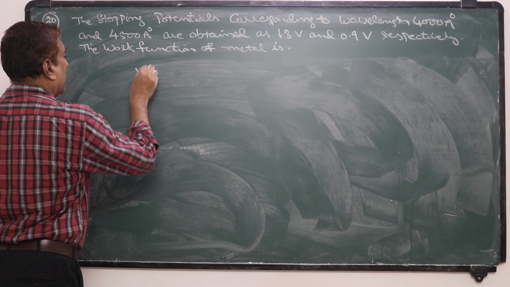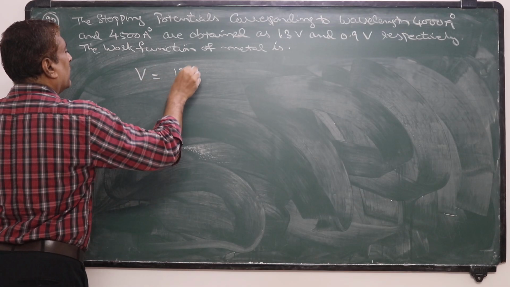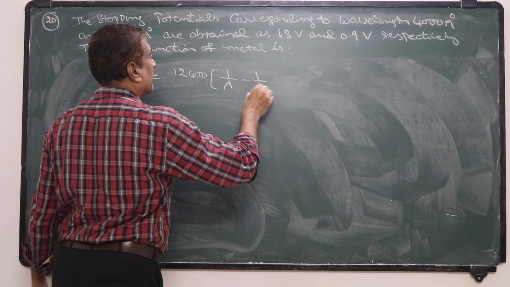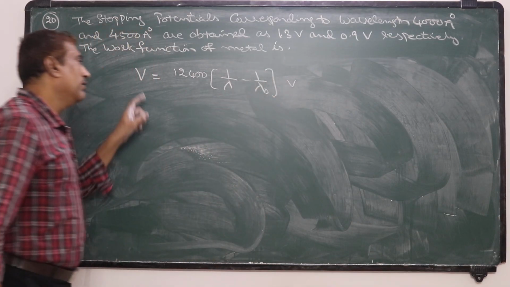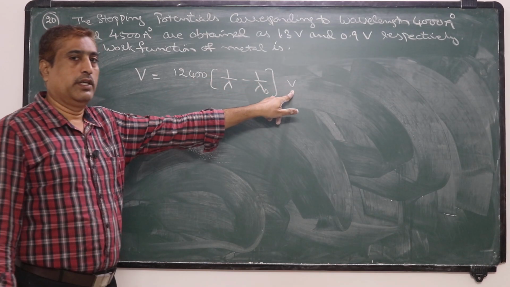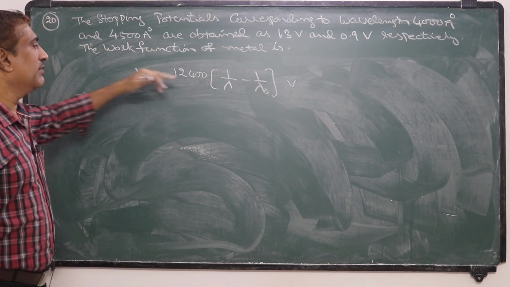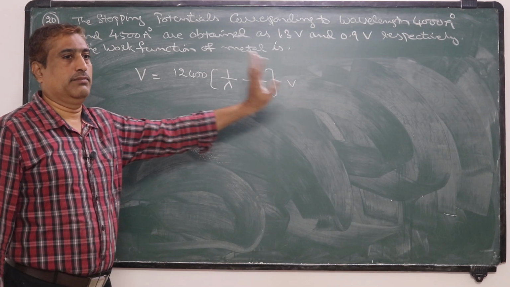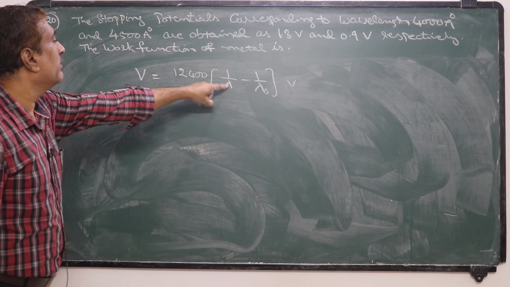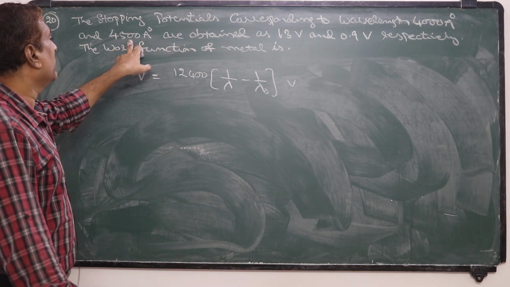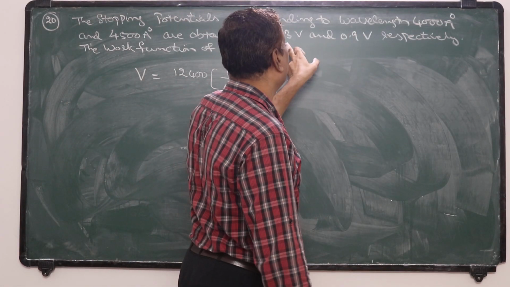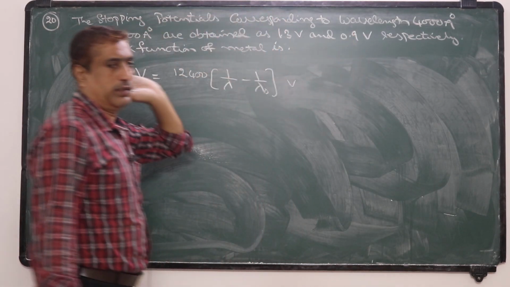The stopping potential is equal to 12400 into 1 by lambda minus 1 by lambda 0, in volt. If it is stopping potential, we can directly take it as volt. If it is energy, then we have to mention it as electron volt. Now this is the relation, but for two different wavelengths, 4000 and 4500 Armstrongs, the stopping potentials are 1.3 volt and 0.9 volt.